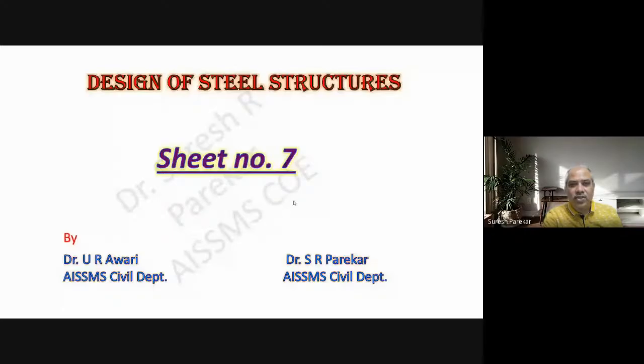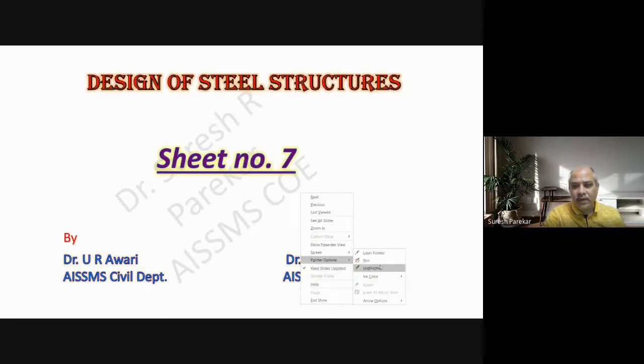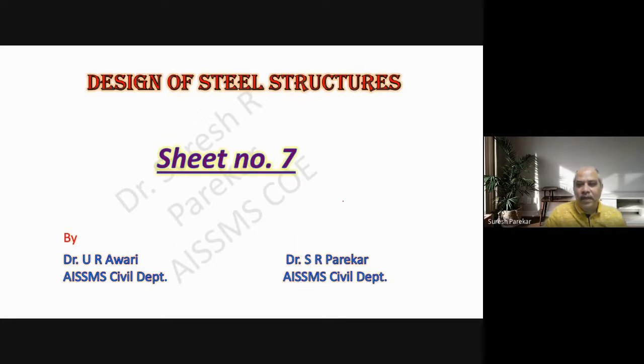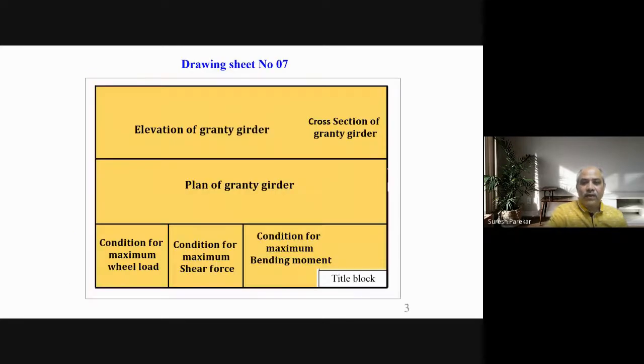Good evening. Today we are going to see this sheet number 7. This sheet number 7 is related with gantry girder. Already we have solved the problem of gantry girder and we have to plot a sheet related with that gantry girder. So now we are going to divide it into three parts.